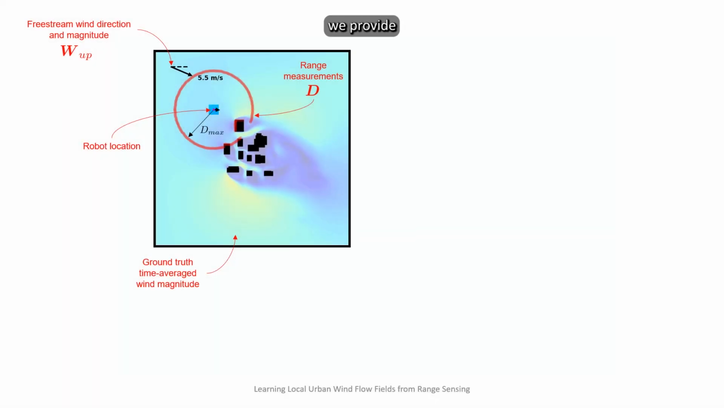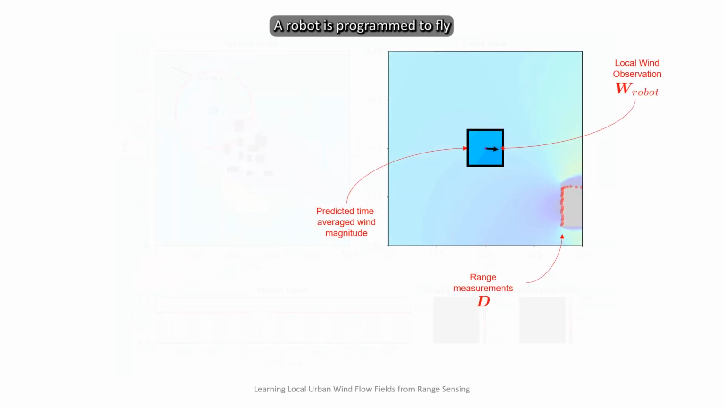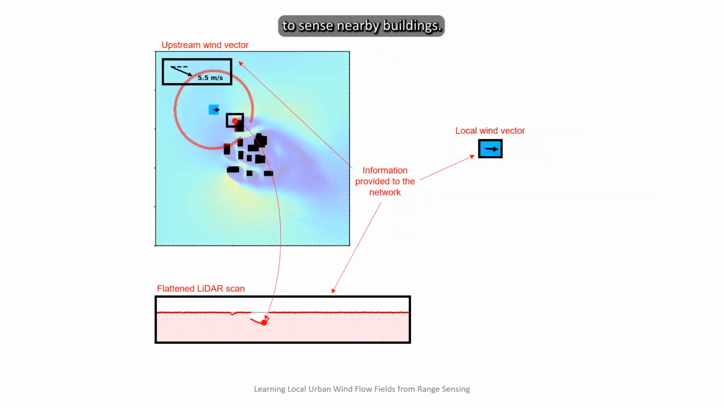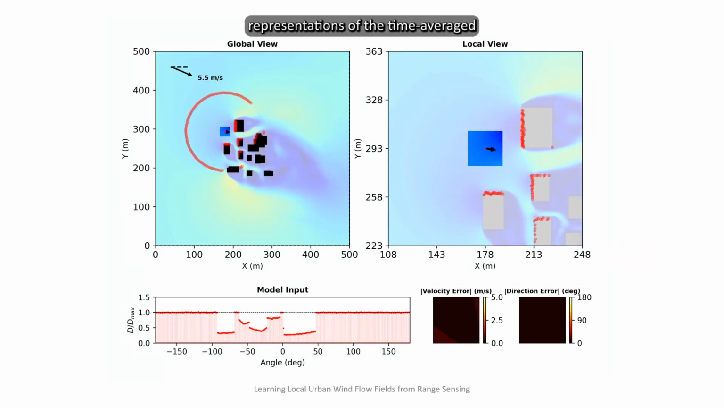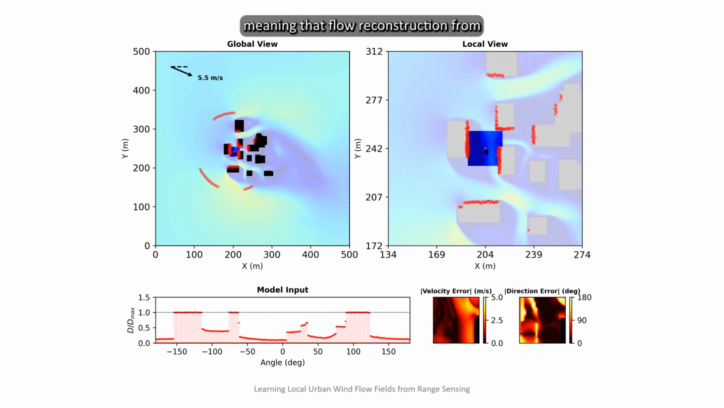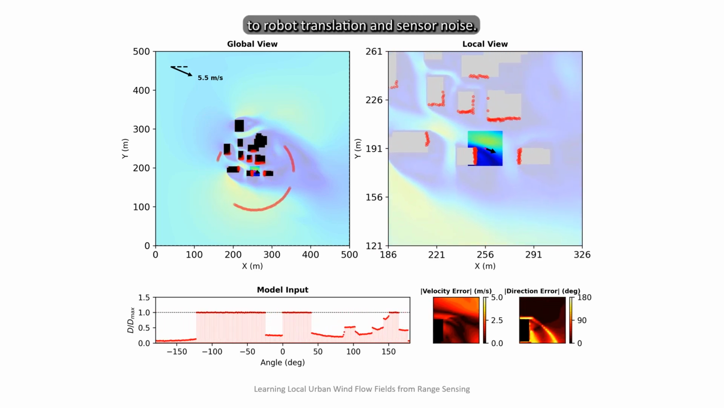In these simulations, we provide insight into the real-time predictions that would be offered by our method when operating within the training distribution. A robot is programmed to fly between a set of waypoints using its onboard LiDAR to sense nearby buildings. At a given instant, the LiDAR scan is combined with measurements of the wind both upstream and at the robot's location to predict the surrounding wind vector field. Our deep neural networks learn consistent representations of the time average flow field, meaning that flow reconstruction from our method is surprisingly robust to robot translation and sensor noise.